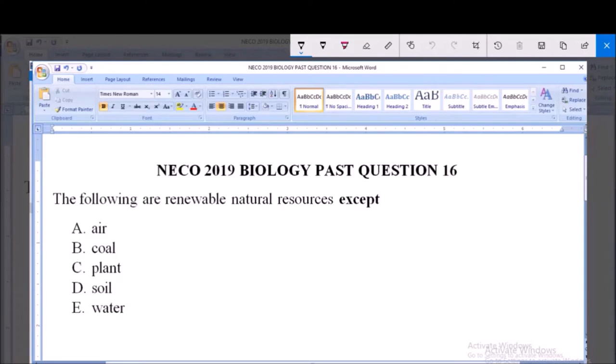I'll be answering NECO 2019 biology past question 16. The following are renewable natural resources except: A. Air, B. Coal, C. Plants, D. Soil, and E. Water. Now, what are renewable natural resources?